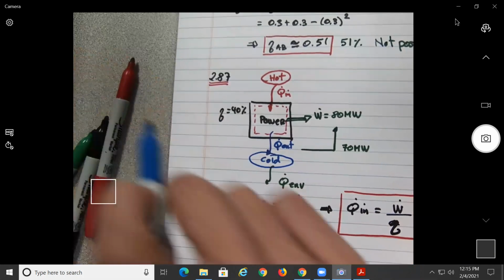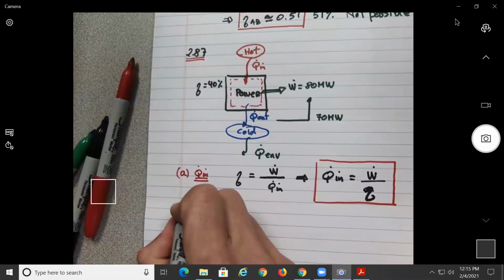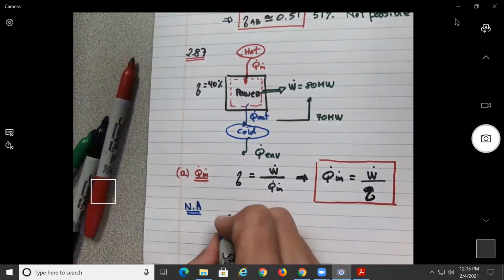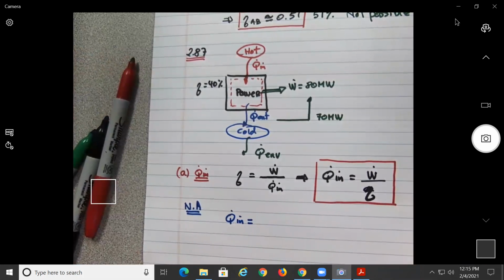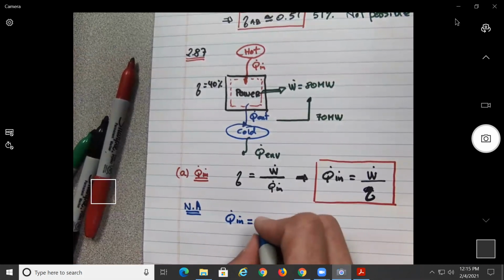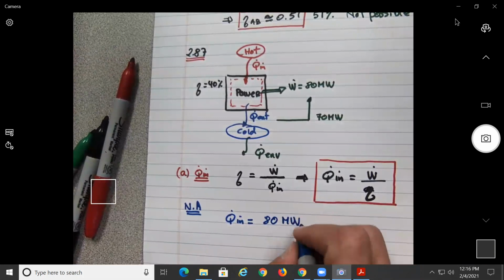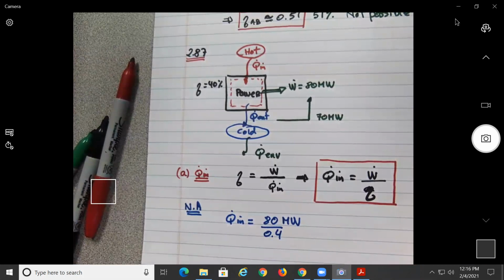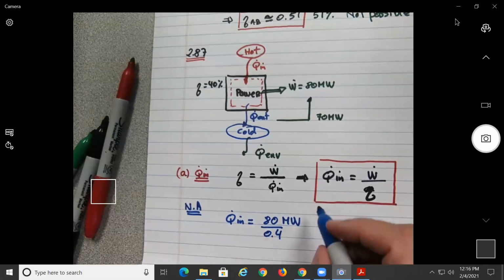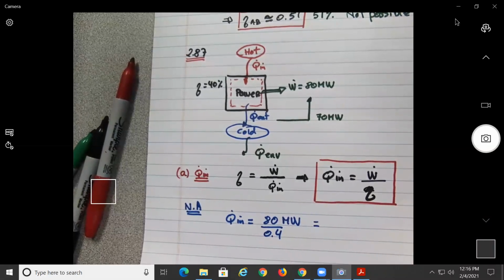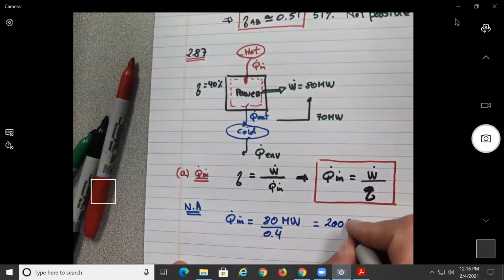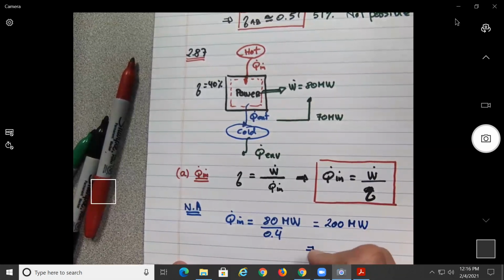So if we do the numerical application, Q dot in will be equal to what? 80 megawatts divided by 0.4, which is 800 divided by 4, so 200, no? This is 200 megawatts. So Q in equals 200 megawatts.